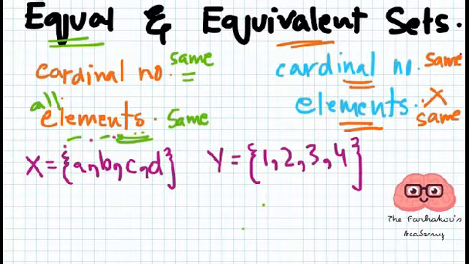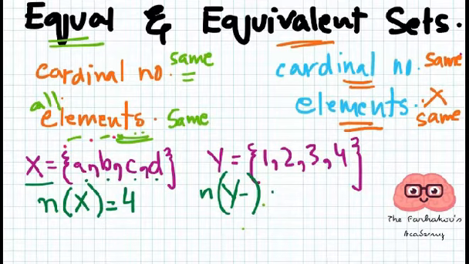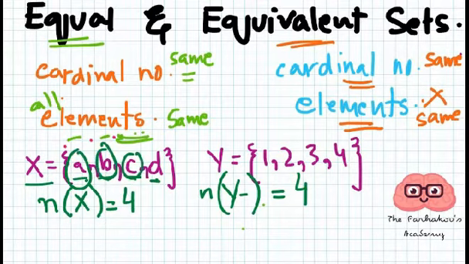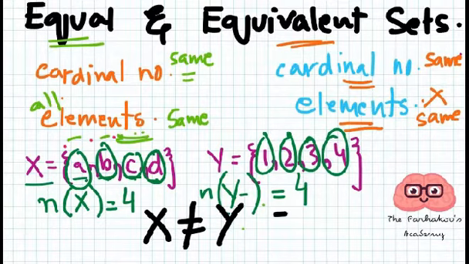Okay, so now let's see the example of equivalent sets. So here you can see X equals to A, B, C, D. So the cardinality of set X is 4 because there are 4 elements. And here as well we have cardinality of Y equals to 4. But the elements are not the same. If you see, here we have A, B, C, D, and here we have 1, 2, 3, 4. So these sets are not equal. So these are equivalent sets.